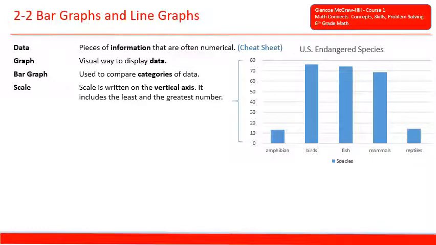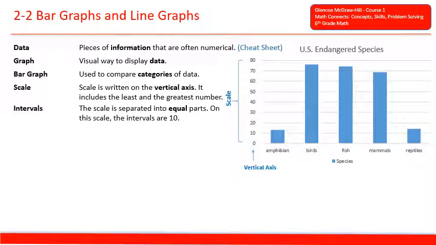Scale. Scale is written on the vertical axis. So that's on the left side where you see the 0, 10, 20, 30. It includes the least and the greatest number. So the least number is 0, the greatest number is 80. That's the vertical axis. And that's the scale.